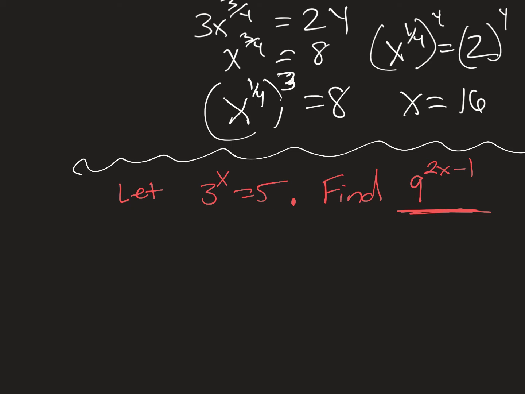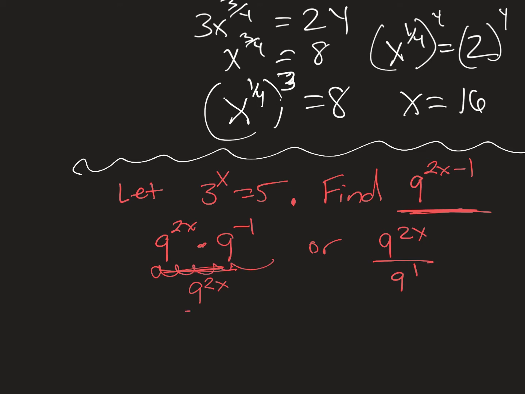Well, how did I get at 9 to the 2x minus 1? Well, I could say this is the same as 9 to the 2x times 9 to the -1. Or you could have said it's the same as 9 to the 2x over 9 to the 1. Either way, same idea. The next step in this part would just be to bring the 9 to the -1 to the denominator. Okay, so we're looking at this here.